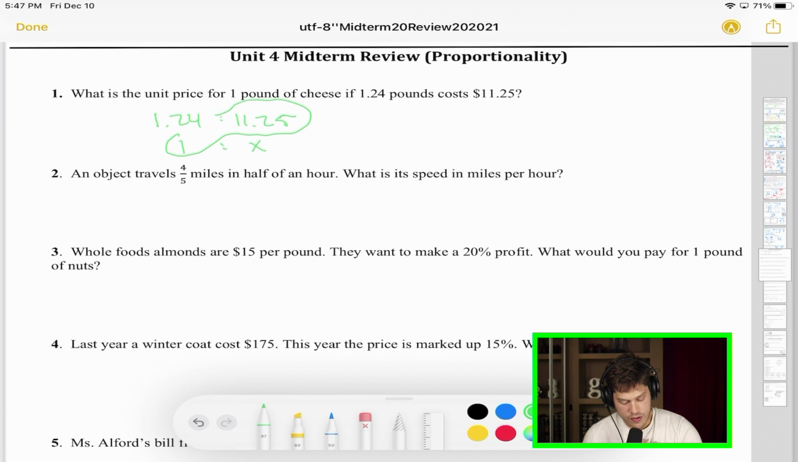So with proportions, the diagonals, when multiplied, equal one another. So 1 times 11.25 is 11.25, and this equals 1.24x. And then to find the value of x, aka our unit price, we will now divide these. And if you have to do this by hand, like me, well, I guess it's good practice, but it is definitely tedious. Okay, we're going to move our decimal over a couple times.